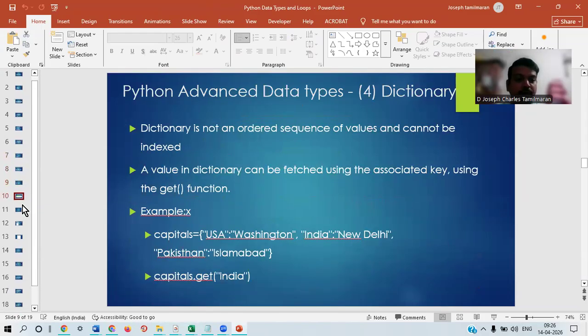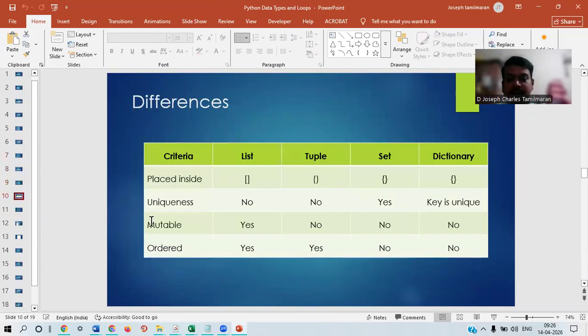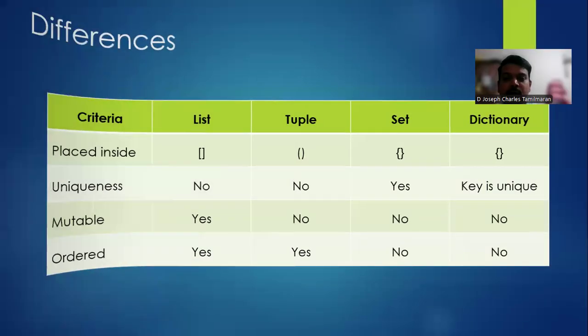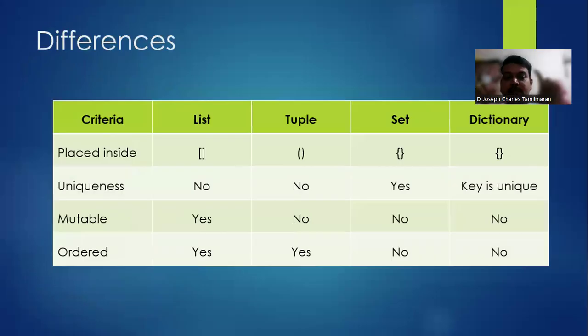That's all. So if you come here, I have consolidated this in one screen. A list is put in a square bracket. A tuple is put in a circular bracket. Set is in a curly bracket. Dictionary is also put in a curly bracket. I'll come to dictionary separately. It's slightly different.